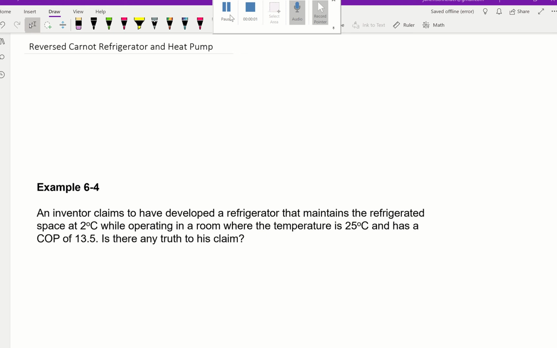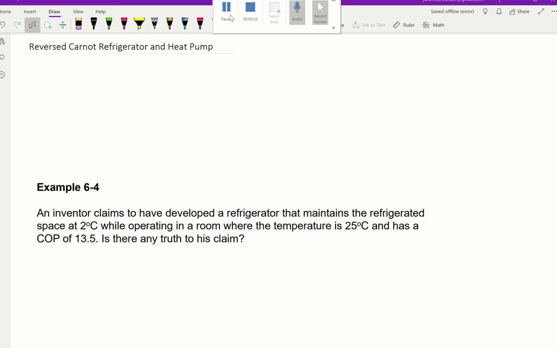Hello, in the previous video we talked about the refrigerator and heat pump and used the Clausius statement to understand how they work. Heat transfer can only go from hot to cold, but how do we achieve the purpose of going from a lower temperature to a hot temperature in both the refrigerator and heat pump, and understand how that cycle works? That was our goal before.